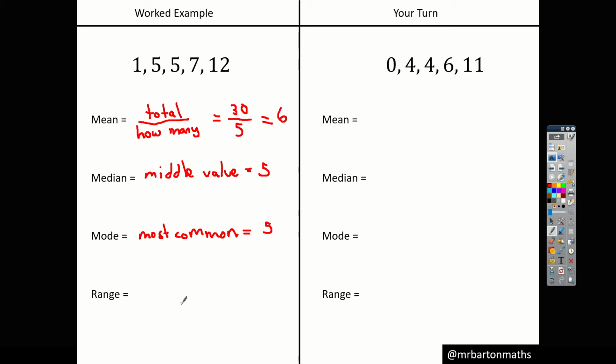And finally, the range, well, that's the difference between the largest and the smallest value. It measures how spread out the data is. So I'm going to write largest minus smallest, which is 12 minus 1, which is 11. So those are my four statistics.